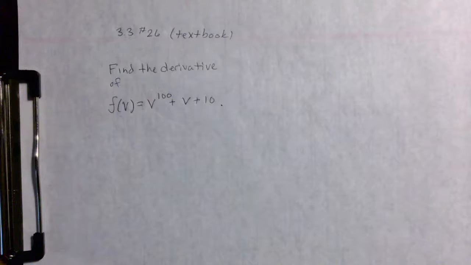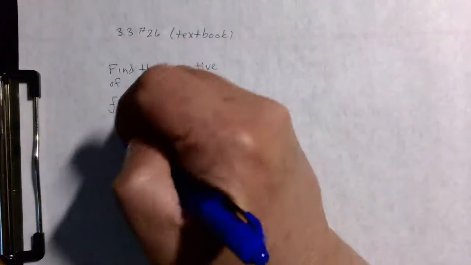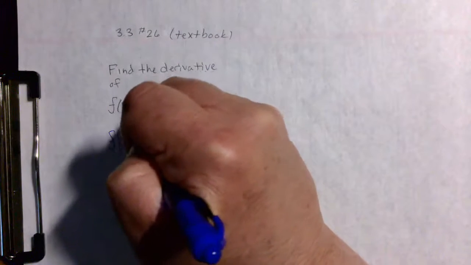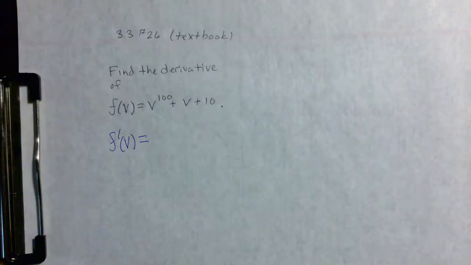And this uses more than one of those rules, and that's the reason I wanted to look at this with you. All right, so let's talk about the rules that are involved in this example. And I'll talk about them as we go through this, actually. So the derivative of this function, f prime of v.